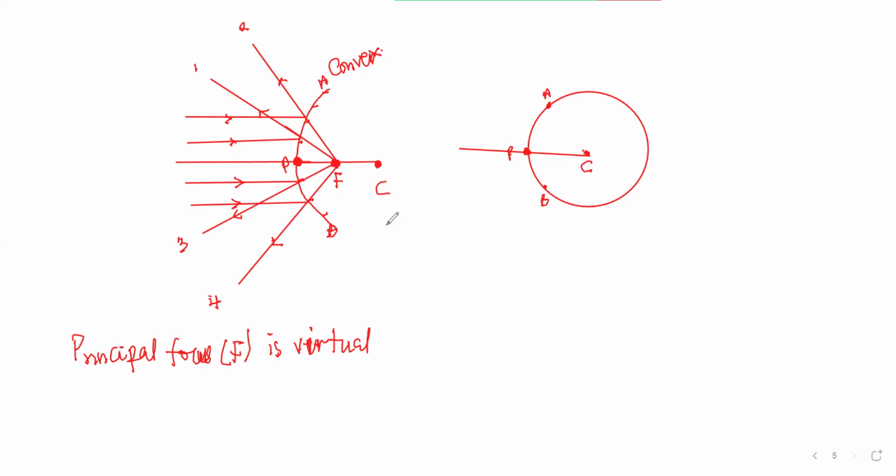Because the focal point of a concave mirror is in front of the mirror, and the center of curvature is also in front, it is real. In mirrors, when a point or image is formed in front of the mirror, it is real. Whenever a point or image is formed behind the mirror, it is virtual.